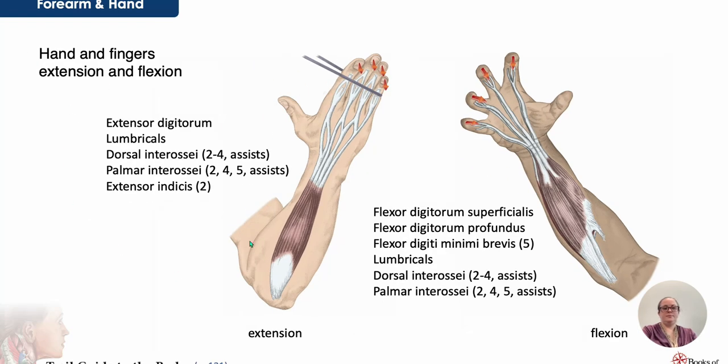All right. So the extensors of your fingers are going to be technically on the extensor side of your wrist or your forearm, right? The flexors of your fingers are going to be on the flexor side of your forearm. If it says the word digitorum, it's doing something with the digits. We'll learn about lumbricals and interossei when we do the hands. So again, I don't confuse you too much.